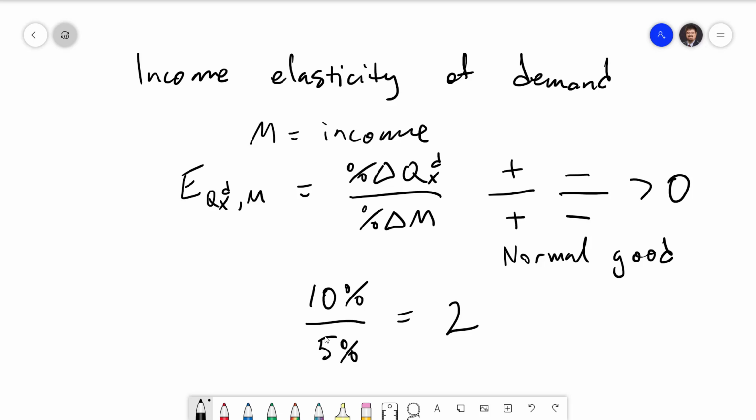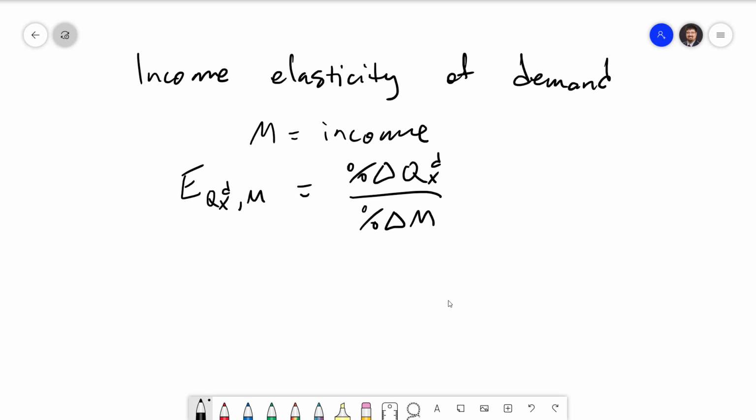The other possibility is that income and quantity demanded move in opposite directions, so an increase in income will result in a decrease in quantity demanded, or a decrease in income will result in an increase in quantity demanded. This means that the income elasticity is negative, or less than 0. This tells us we have an inferior good. Again, this does not mean inferior as in bad, it just means people consume more of it when their income goes down.